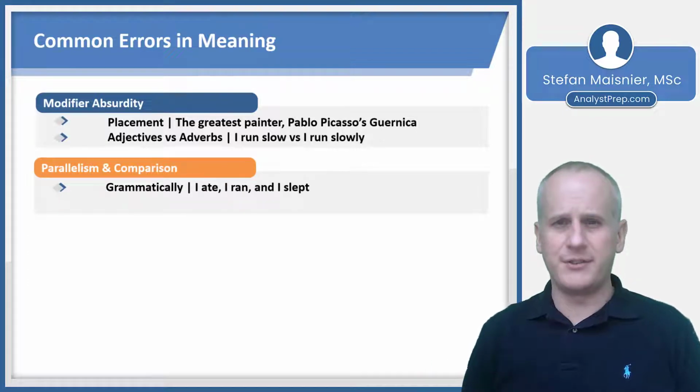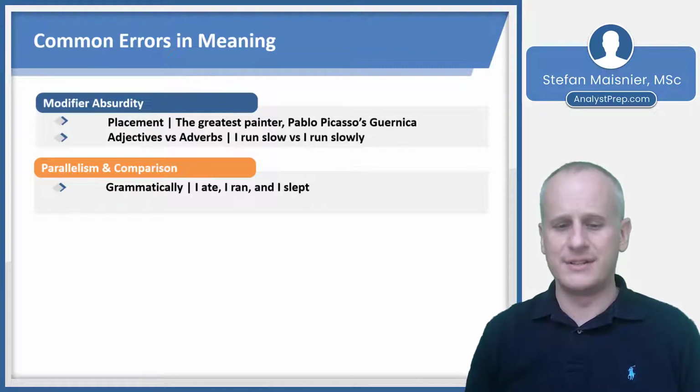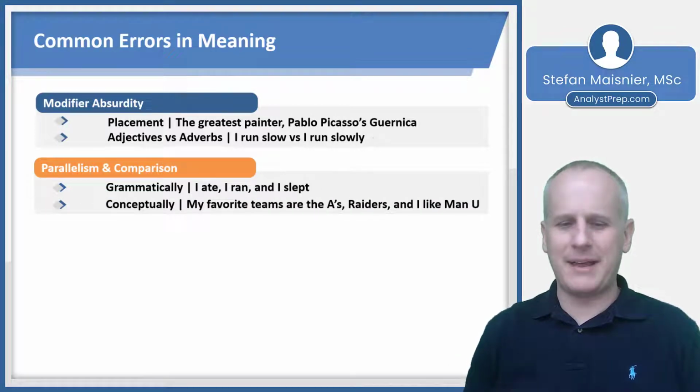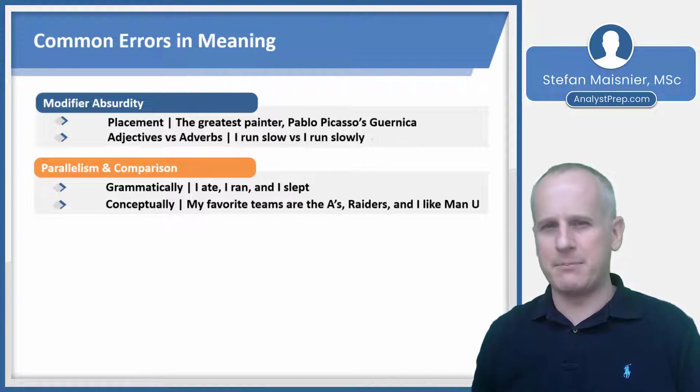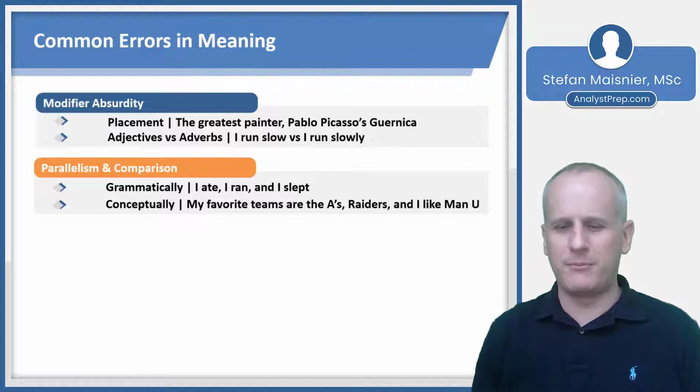So this basically falls under the category of parallelism. Grammatically, everything has to match in a list. For instance, you could say, "I ate, I ran, and I slept." All simple past tense verbs, that's okay. But it also has to match in terms of concept. So you can't say something to the effect of "my favorite teams are the A's, Raiders, and I like Man U," because I've changed the form of my list for that third item. You have to make sure that it matches in concept and in terms of the grammar that's used.